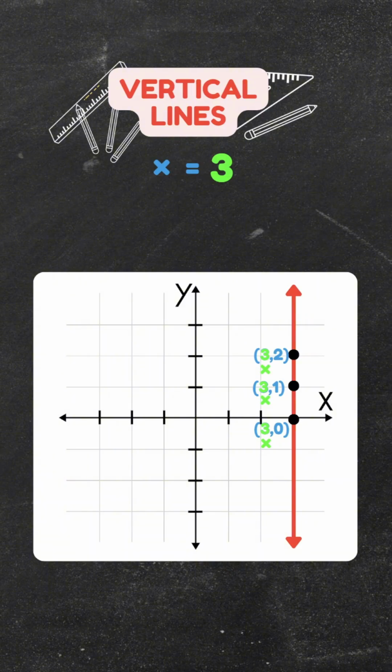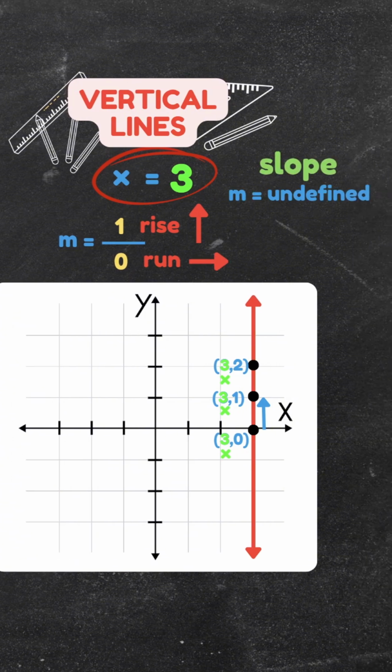There's no y value in the equation because y could be anything. Let's figure out the slope. Again, slope is rise over run. From one point to the next, we do go up 1. That's the rise. But do we go left or right? We don't go to the right, so the run is going to be 0. We only go up. So in this case, the slope's going to be undefined.